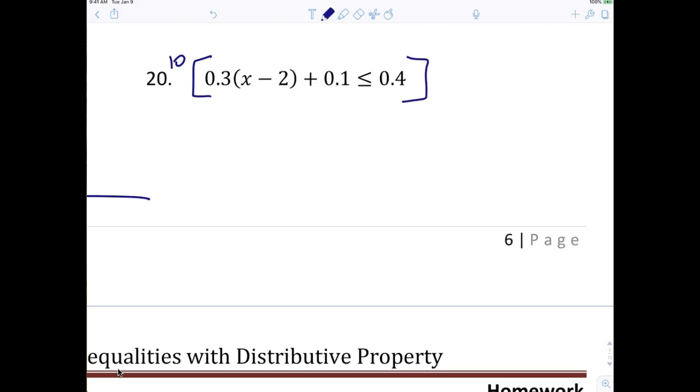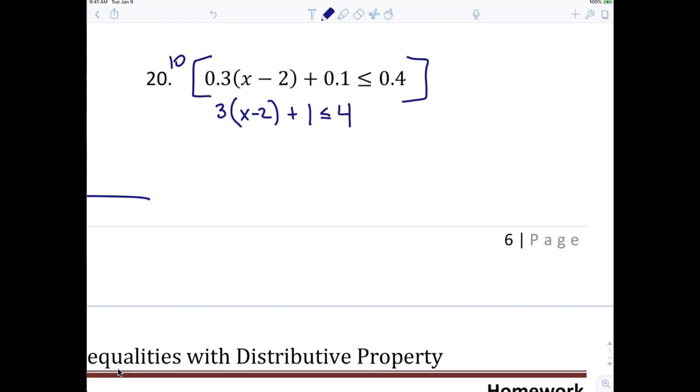Just like when you get rid of fractions, you multiply by the denominator. You can get rid of a decimal by multiplying by 10, right? So then it just becomes 3 parentheses x minus 2 plus 1 is less than or equal to 4. Everybody see that?